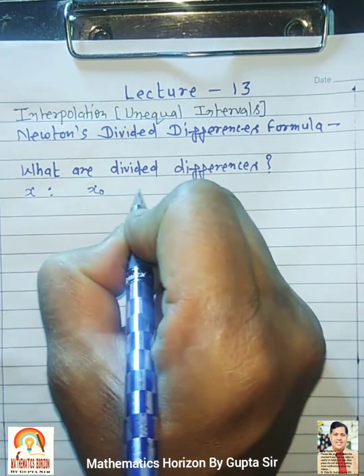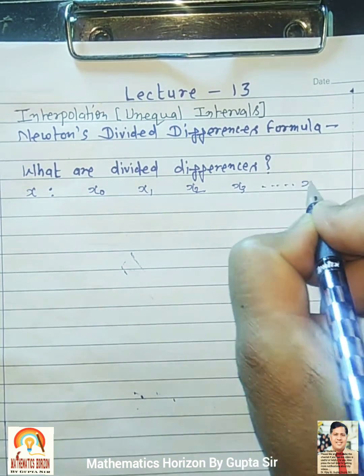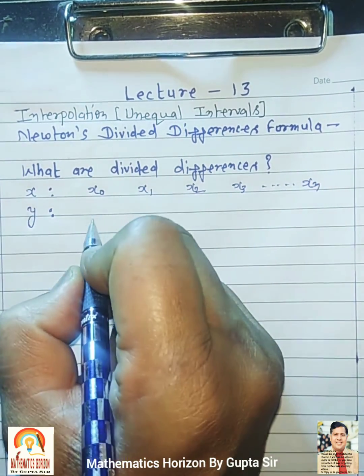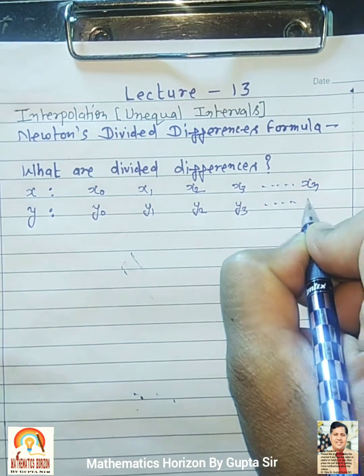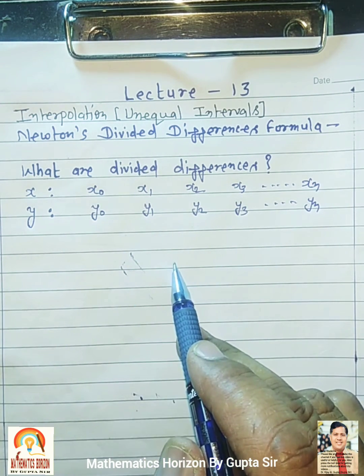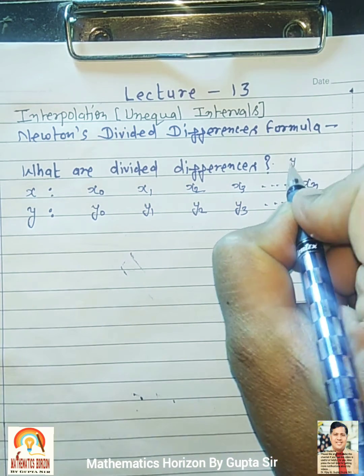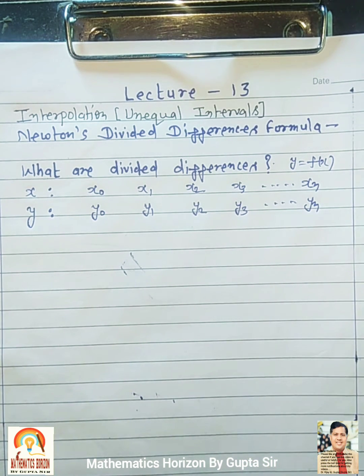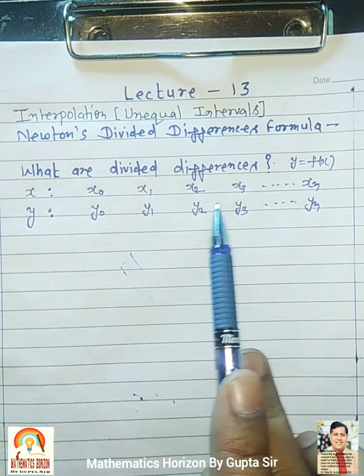x: x0, x1, x2, x3, xn, and the corresponding values of y or the function are y0, y1, y2, y3 and yn. This given set of values may be connected by some function, suppose y equal to f(x). We have to find the value of the function, or value of y, for any intermediate value of the independent variable.